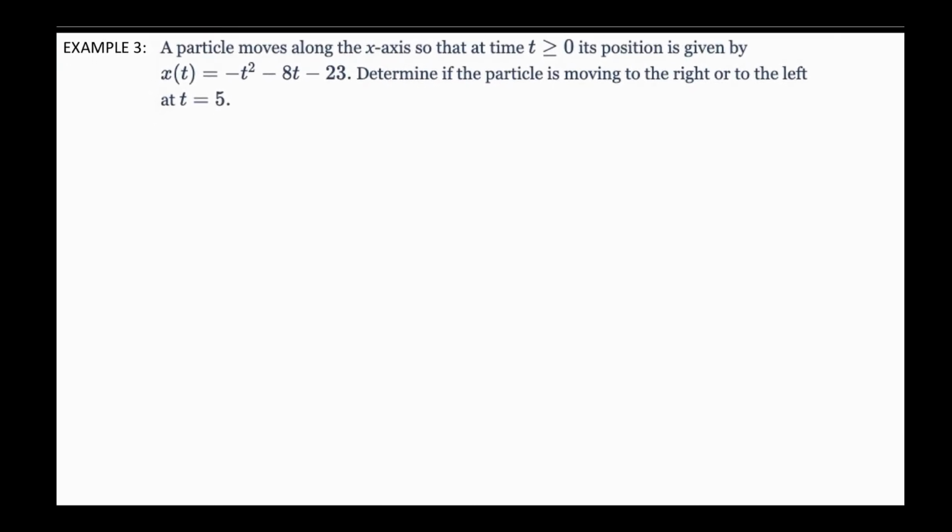Next one. When is the particle moving left or right? Okay, so again, let's highlight what we got. We got position is this guy here. So they're giving us position again. We have to determine if the particle is going left or right at 5. Is it going to the left or going to the right? Is the particle moving at left or right when time equals 5?